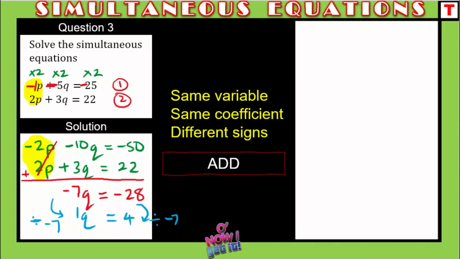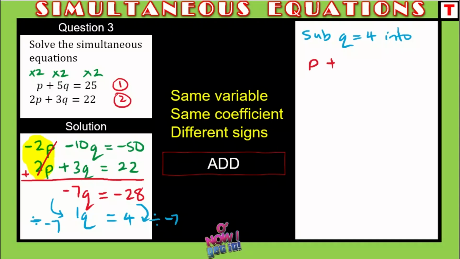Now that we have found the value for one of the variables, we're going to substitute q is equal to 4 into an equation that we would like to choose. So keep in mind what equation 1 was. Equation 1 was just p plus 5q is equal to 25. Therefore, I can simply go back and write that equation down now, because that's the simpler of the two. You can choose any one of the equations to put it back into, but I always work with the simplest one there is.